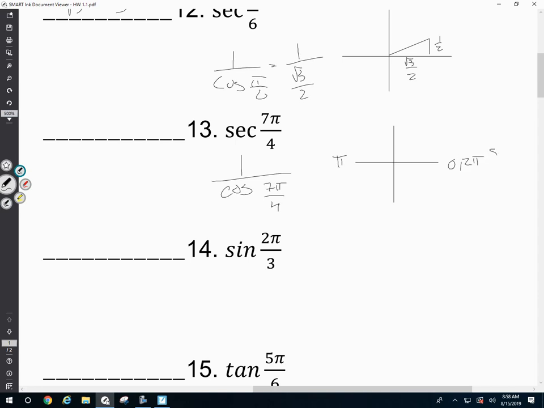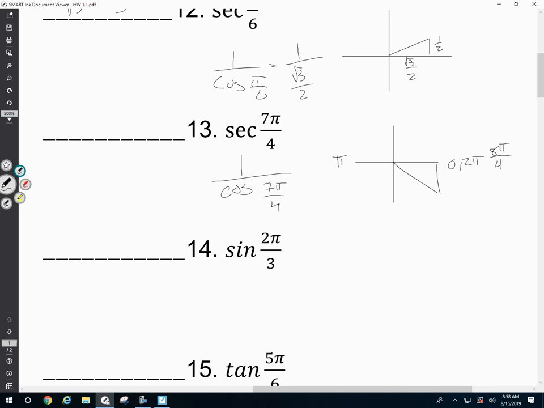Well, I can write 2 pi as 8 pi over 4. I can write it as 6 pi over 3. I can write it as 12 pi over 6. This is how we find those angles. 7 pi over 4 would place me right here, 1 pi over 4 less than 8 pi over 4. So subtract the pi over 4, go in a clockwise manner.